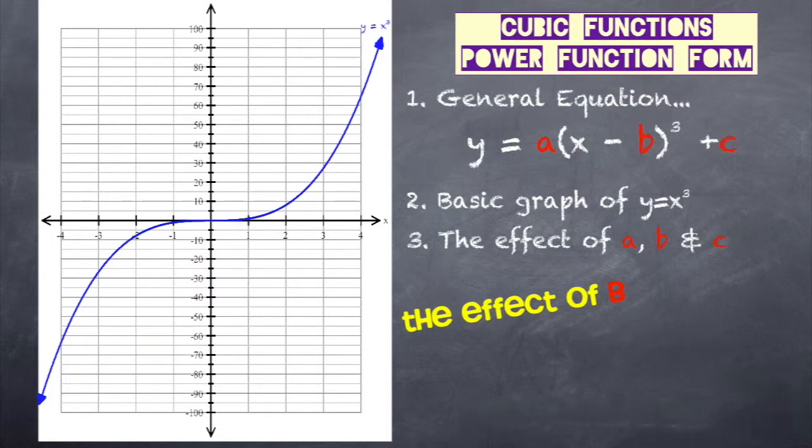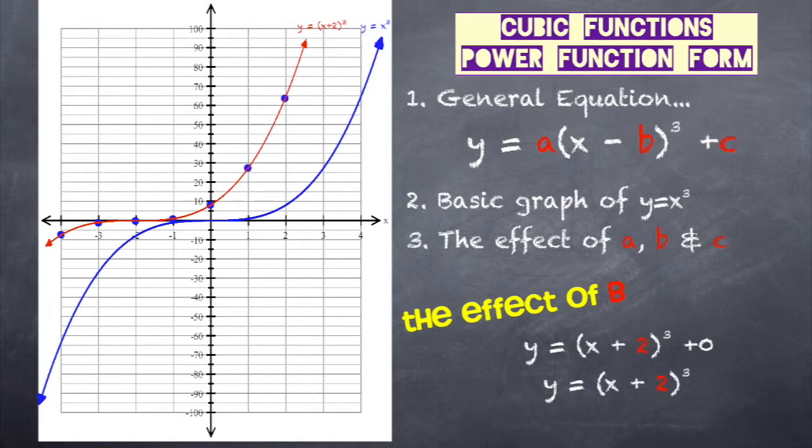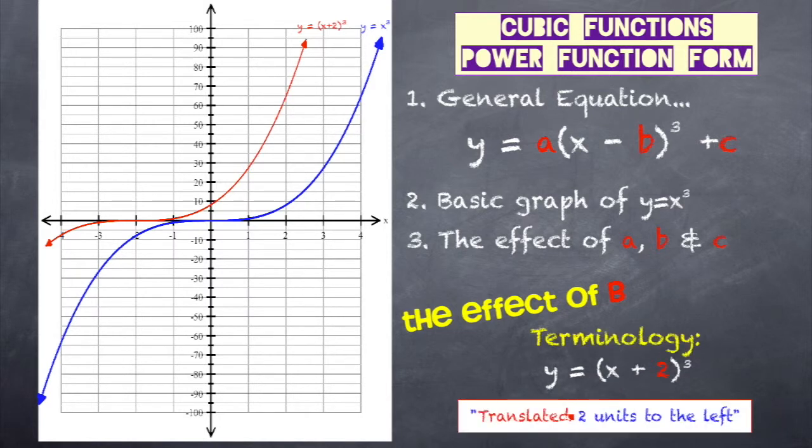So let's now have a look at the effect of the b value if we have (x plus 2) cubed in brackets. So as you can see, my a is equal to 1 and my c is equal to 0. Simplifying it down gets me y is equal to (x plus 2) cubed. Now if you watch the graph over on the left hand side of the screen, you'll see that it's about to move 2 units over to the left. That is, the new coordinates of the point of inflection will be at (-2, 0), hence giving us a graph that looks like this. And of course we say that this graph has been translated 2 units to the left.